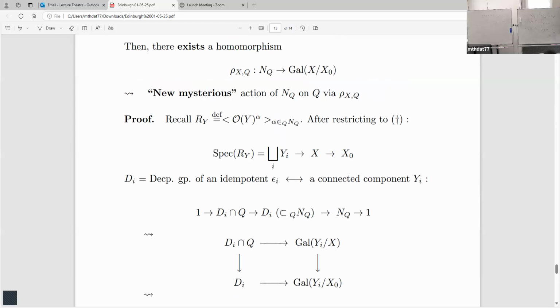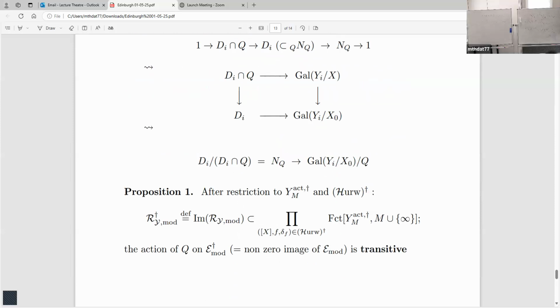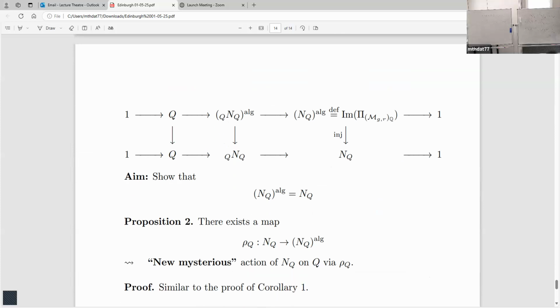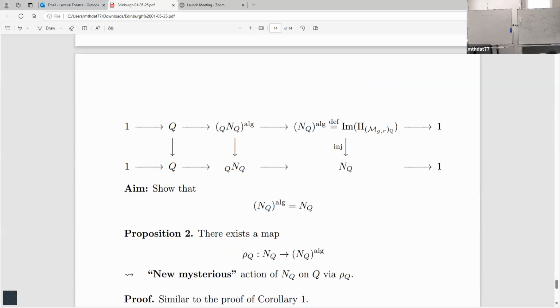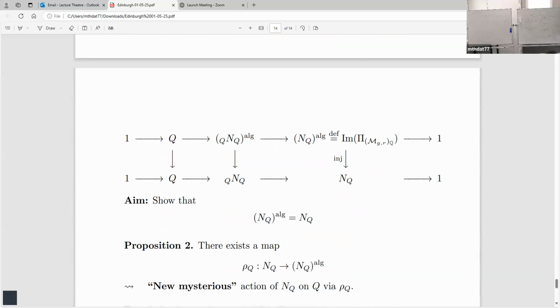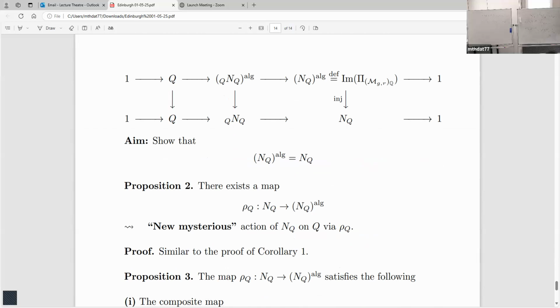So this is what I said. Unfortunately, I was so busy I could not change my slides, but this NQ should be replaced. In any way, one obtains this Q transitivity, and in the same way, one obtains a similar statement to this statement here. One obtains a new mysterious action of NQ on Q. Again, this NQ should be replaced by some finitely generated groups, but at any rate, what one has is the following situation.